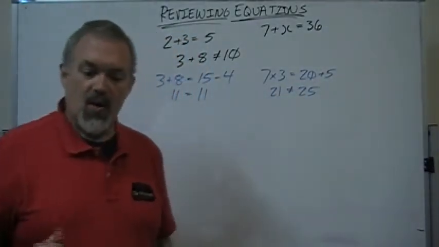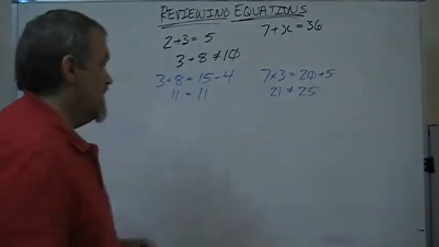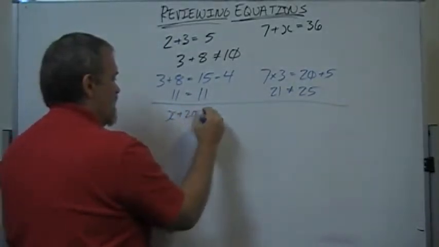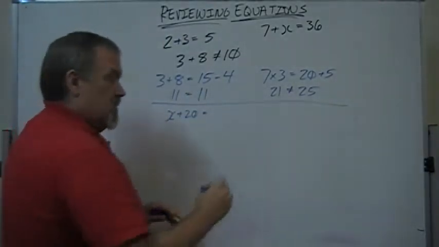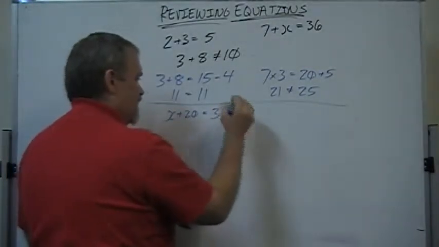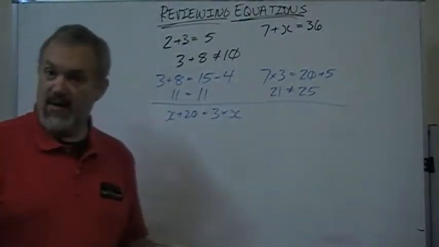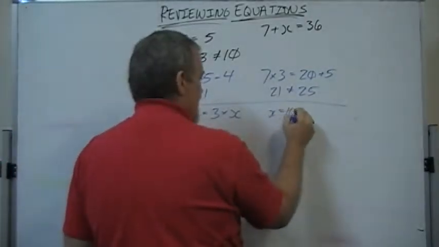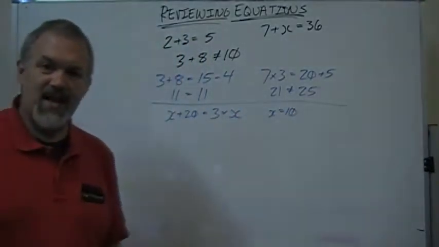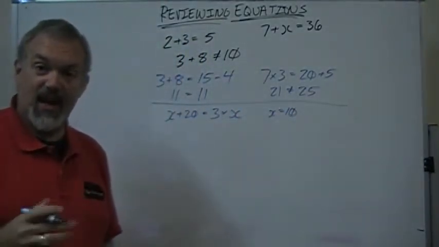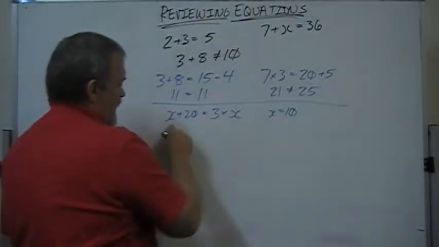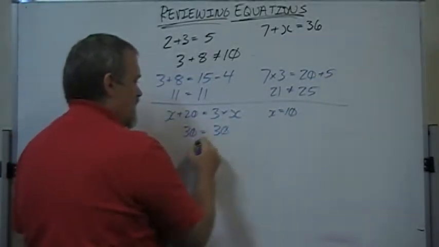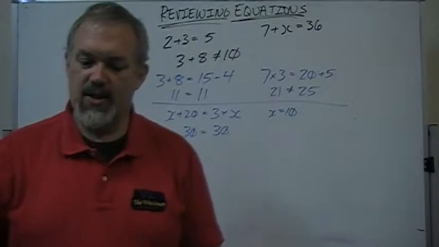Okay, one more example. We're going to use one with a pronumeral this time. Let's say we had x plus 20. Let's draw a line here so we keep it straight. x plus 20 is equal to 3 times x. Now we don't know what x is. It's an unknown. It's a pronumeral. But what if I told you that x is equal to 10? Well, that means I can put 10 in place of x. So what do I get here? 10 plus 20 is 30, equals 3 times 10, which is also 30. So we have a true equation.